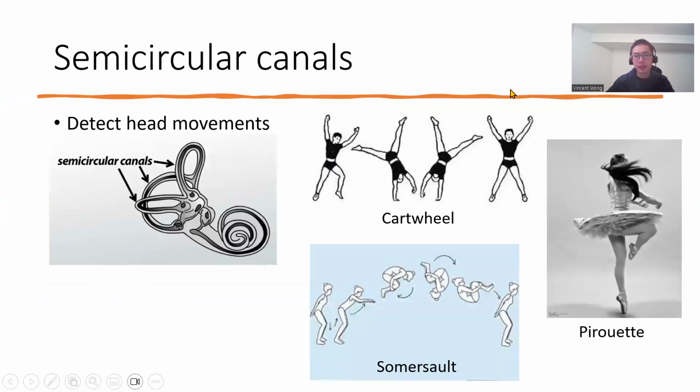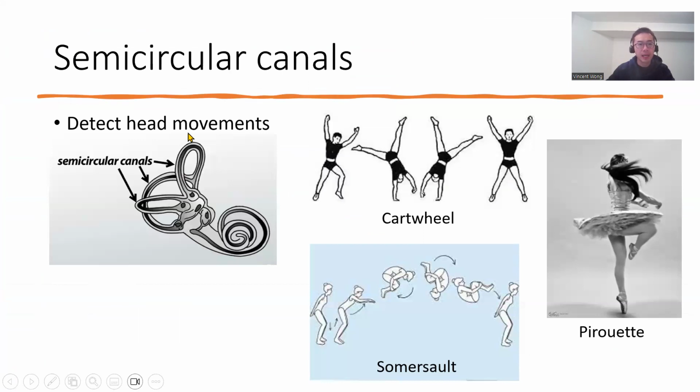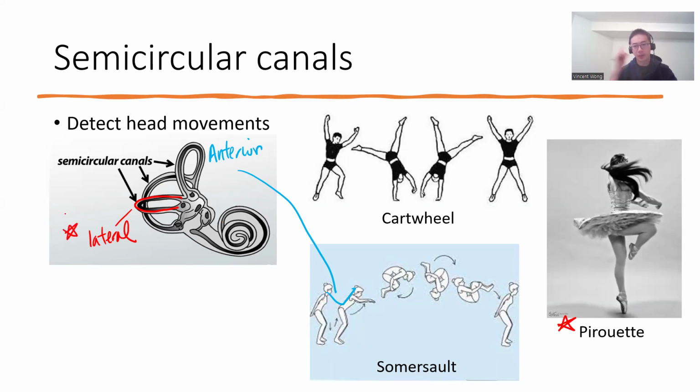So the semicircular canal, right? We talked about this already. We have 3 of them. We have the anterior one. You will stimulate the anterior one if you do a somersault, this kind of rotation. You will stimulate the lateral one when you do the pirouette. Okay, so like this kind of rotation, as opposed to like that, like a wheel, like this one.